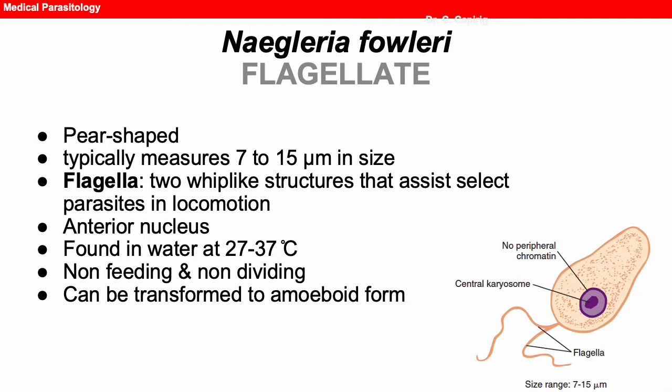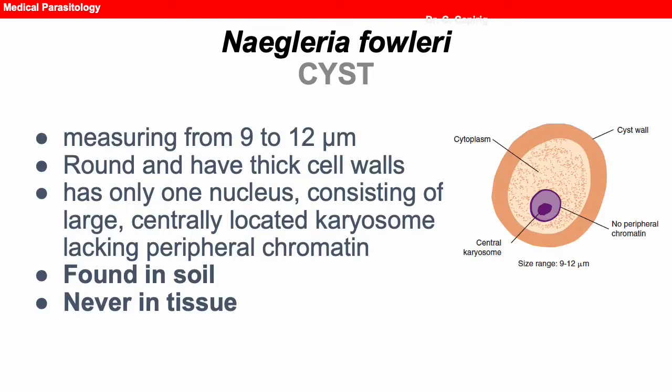The flagella determine where the front and back of the parasite are. So if it's anterior, it is where usually you can find the flagella. It is found in water at 27 to 37 degrees Celsius. It's non-feeding and non-dividing, and they can be transformed to the amoeboid form.